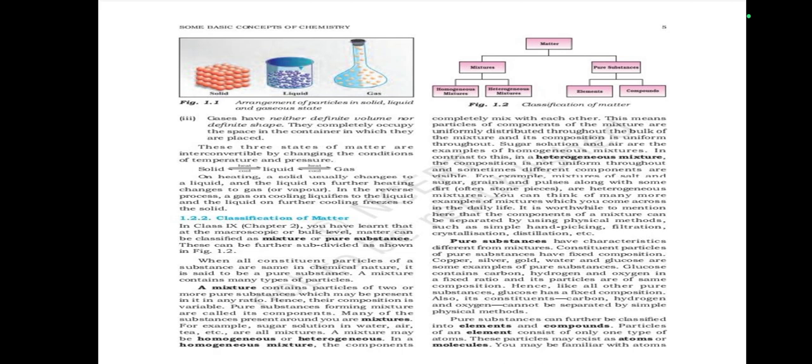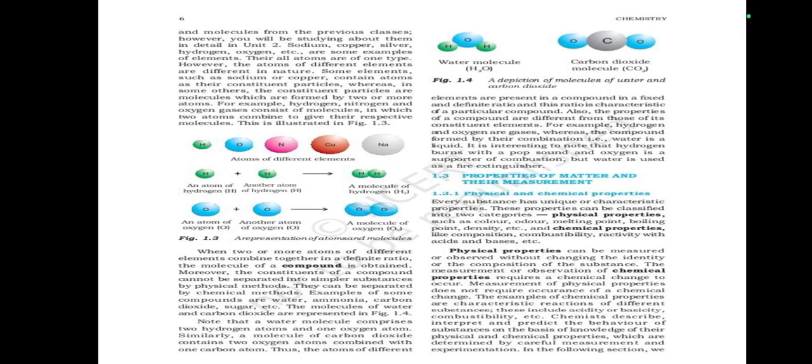Pure substances can further be classified into elements and compounds. The particles of an element consist of only one type of atoms. These particles may exist as atoms or molecules. You may be familiar with atoms and molecules from the previous classes. However, you will be studying about them in detail in Unit 2. Sodium, copper, silver, hydrogen, oxygen, etc. are some examples of elements. Their atoms are all of one type. However, the atoms of different elements are different in nature. Some elements, such as sodium or copper, contain atoms as their constituent particles, whereas in some others, the constituent particles are molecules, which are formed by two or more atoms. For example, hydrogen, nitrogen, and oxygen gases consist of molecules in which two atoms are combined. This is illustrated in Figure 1.3.